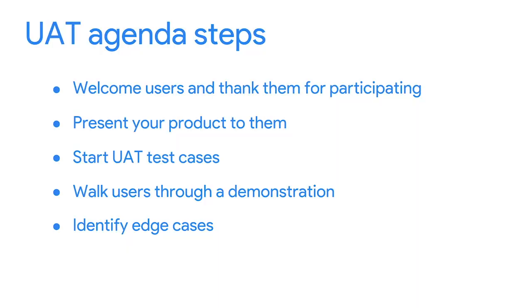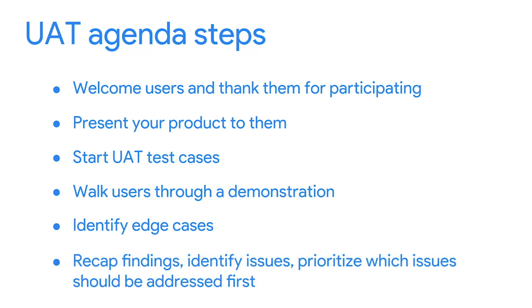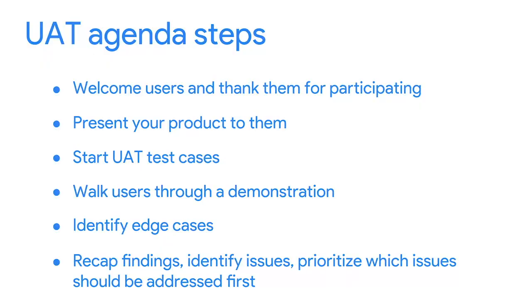After identifying edge cases, the last step of the UAT agenda is to recap your findings, identify bugs or issues, and prioritize which issues need to be addressed first. When you've addressed the issue and determined next steps, you'll be able to close and conclude your user acceptance testing.